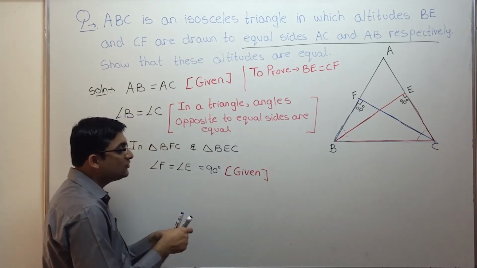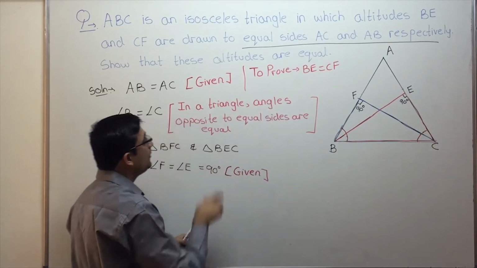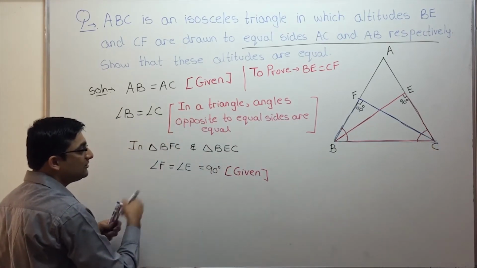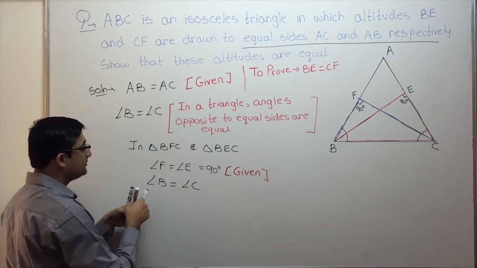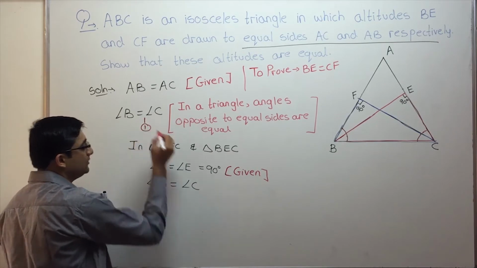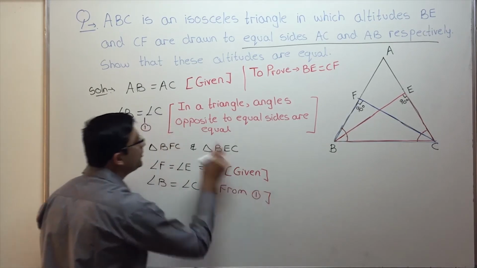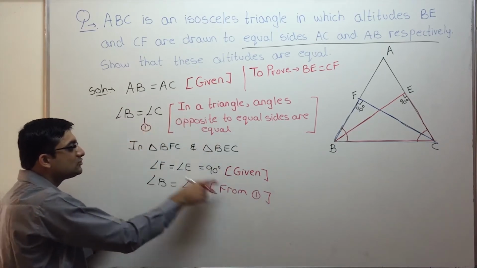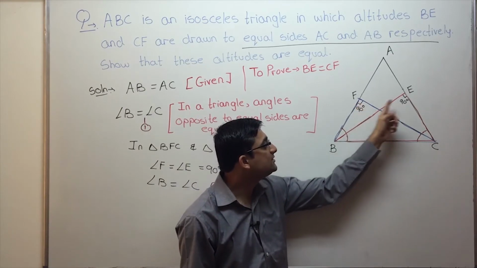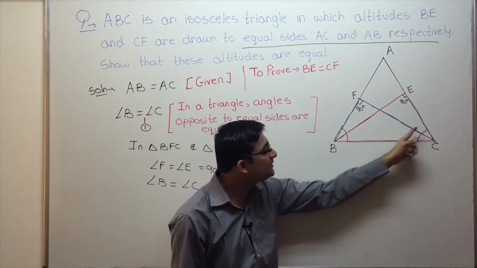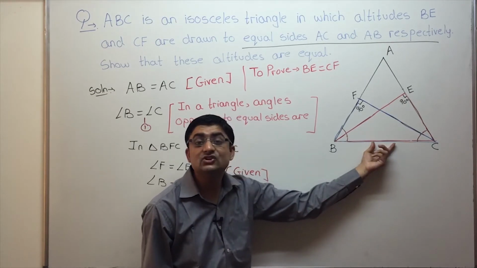Next, I know that angle B is equal to angle C, right? Why? We just showed over here, so write it over here. That is angle B is equal to angle C. Why? Let's say we call this over here 1, so you can mention over here from 1. I repeat, over here we have stated why they are equal, call this 1, from 1. So in two triangles, I already have two corresponding angles equal. This is equal to this, and this entire angle is equal to this entire angle. Now, what else is common? See, BC is a common side.